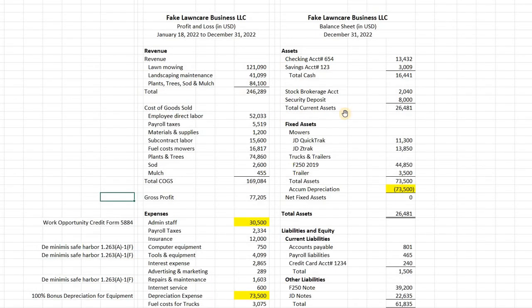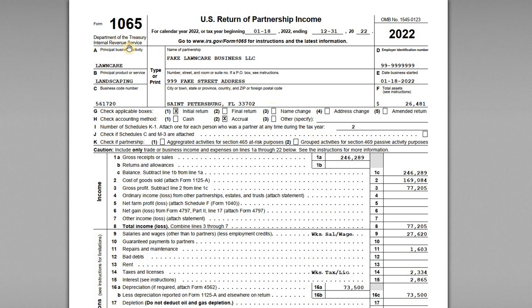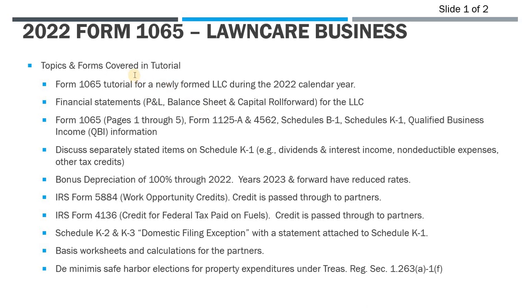And then lastly, we have the actual tax return itself. So this is, again, a 1065 partnership return for 2022, and we're working with our lawn care business. All right, so let me go back to the slides. I'm going to cover everything that I'm going to address, and then we'll get into the details of the fact pattern and then start looking at the financials and the return itself.